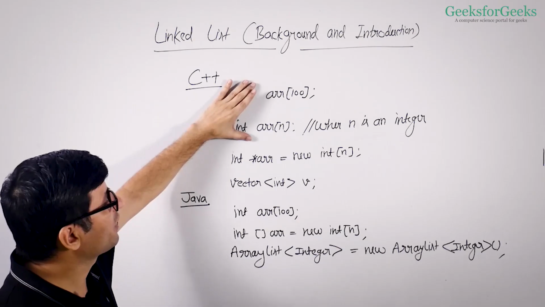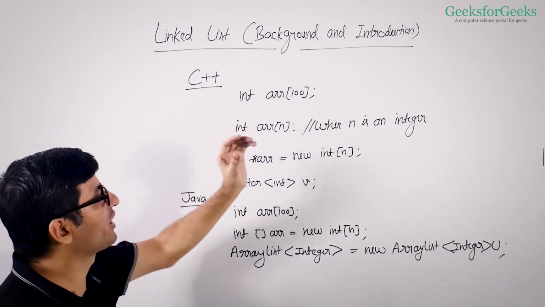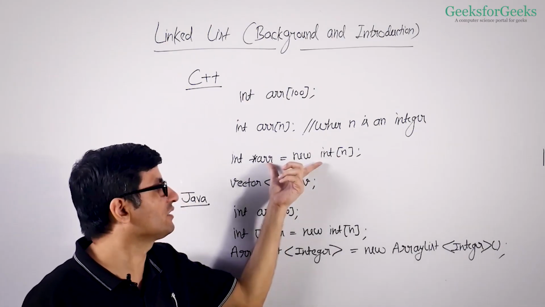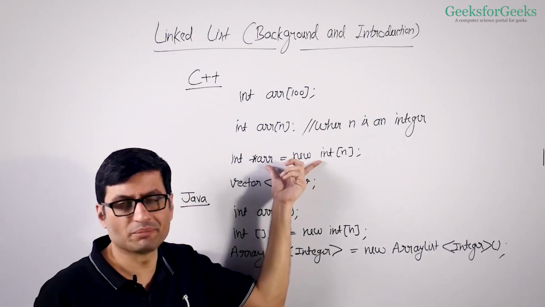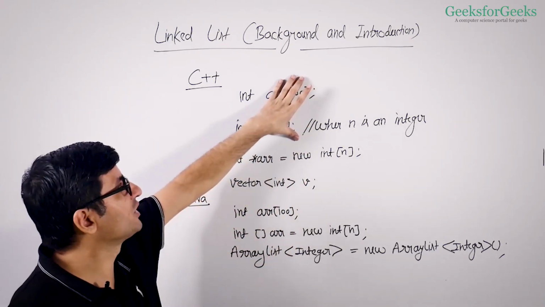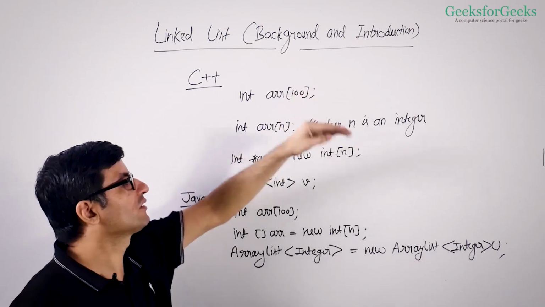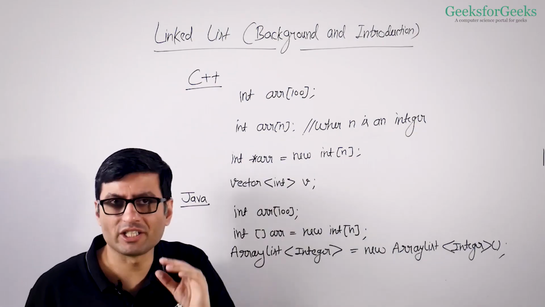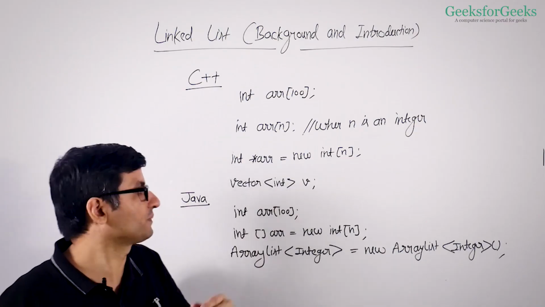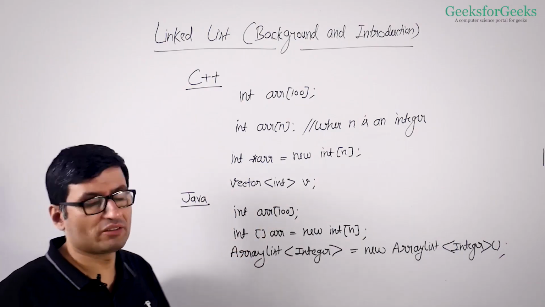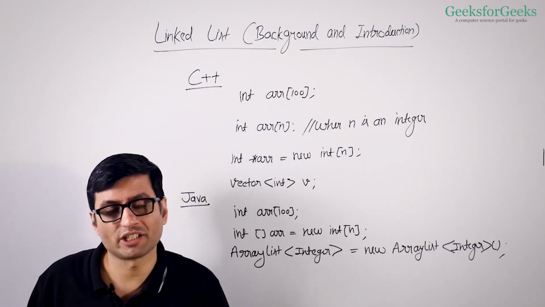These two arrays, if they are local arrays, they are allocated on the stack frame of the function, right? This array is dynamically allocated on heap. So this is a dynamically allocated array. These arrays go out of scope when your function is over. This allocated array stays there, right? It does not go out of scope. The last array in C++ is vector, which is a dynamically sized array.